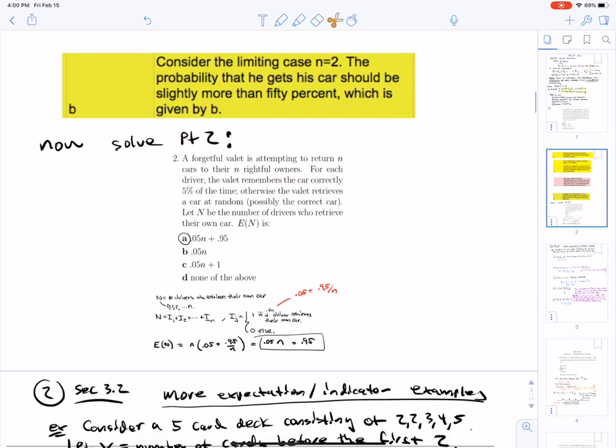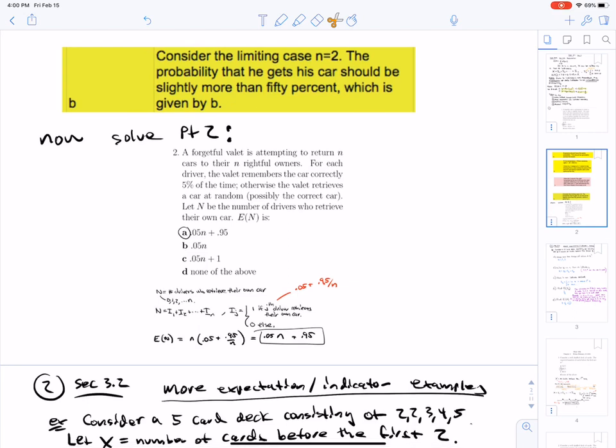So now the second part of that concept question just asked you to calculate the expectation of n, which is just small n times the probability that you computed in part 1.